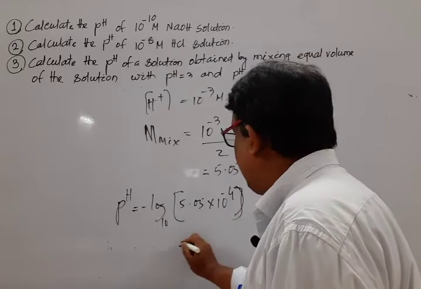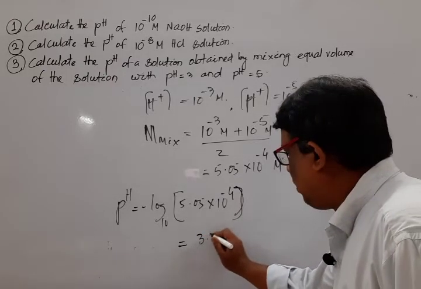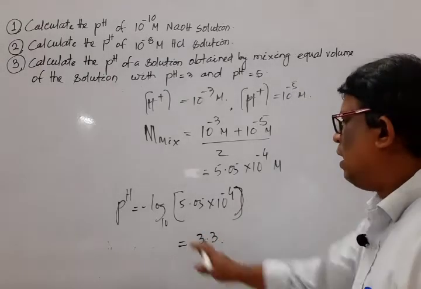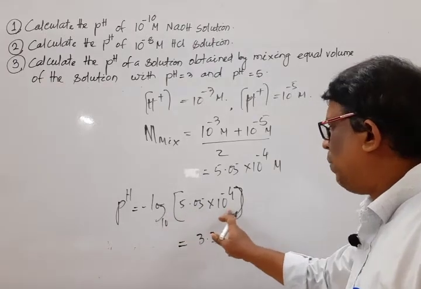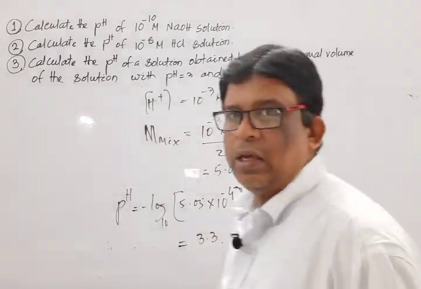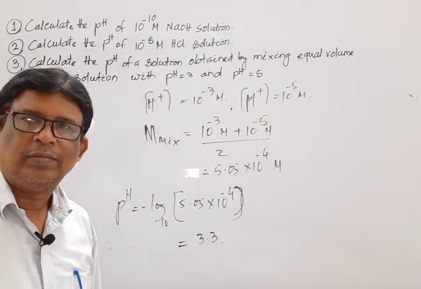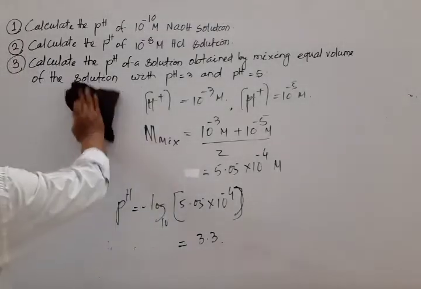On solving this value, the answer is equal to 3.3. Mark that. By taking log A into B, means log A plus log B. Then by solving, the value is nearly equal to 3.3. Okay. Mark the next question.